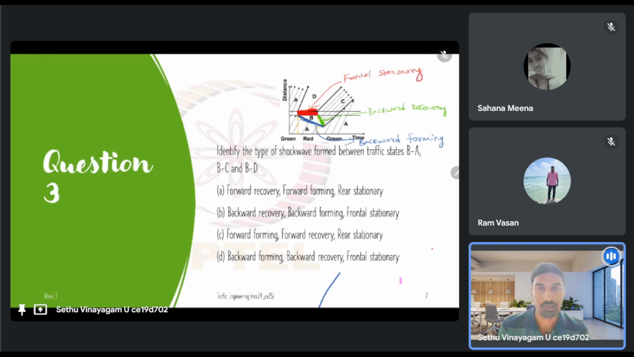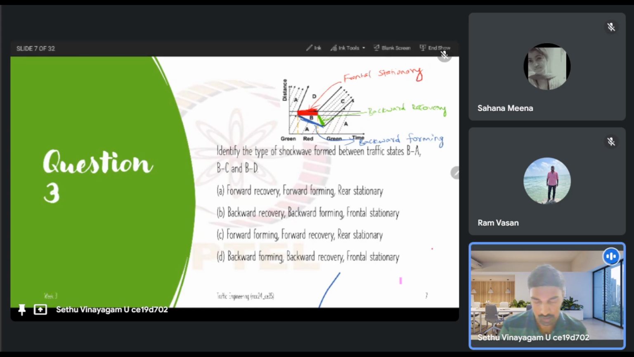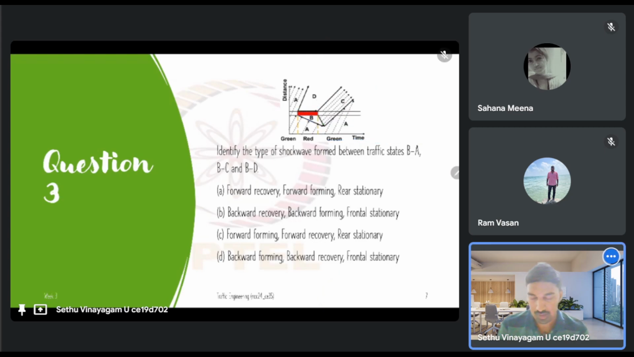Right? So these are the three shock waves that we are looking at. And that's just the right order: backward forming, backward recovery, and frontal stationary. But how do you remember all this? Right? So there is a simple way. So we have only six different types of shock waves, right?